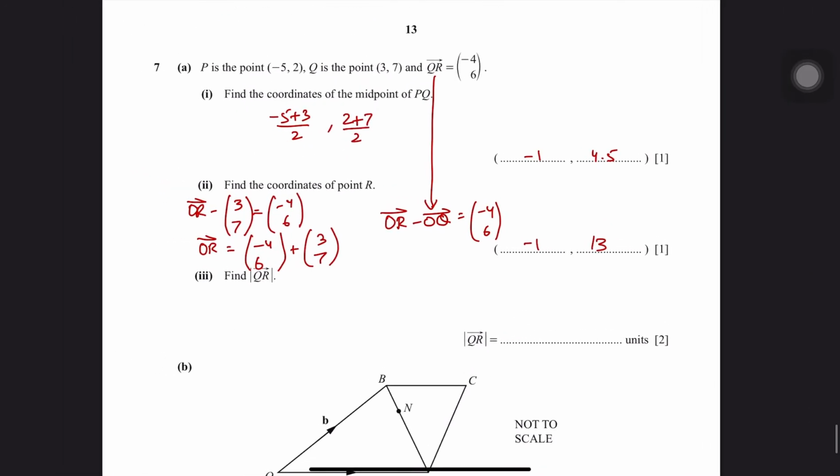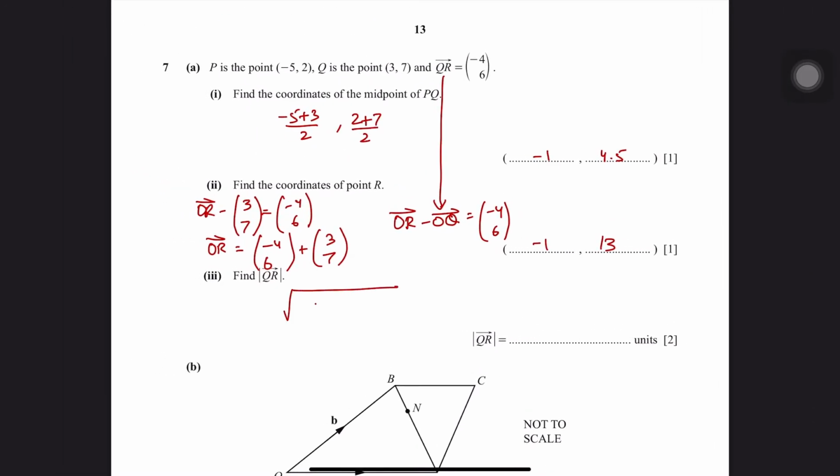Then I want to find the magnitude of QR. So it's basically the x value squared plus the y value squared. So I get 16 plus 36, which is 52, and the square root is 7.21.